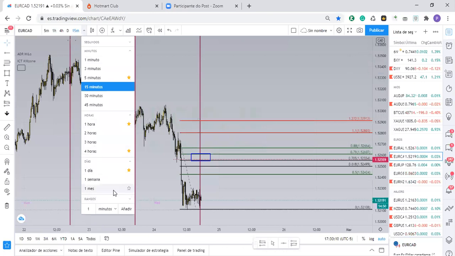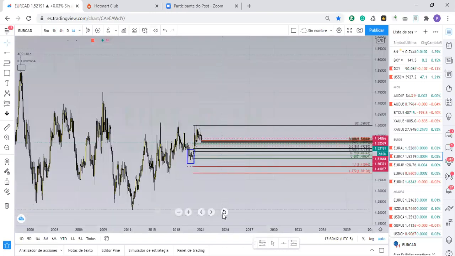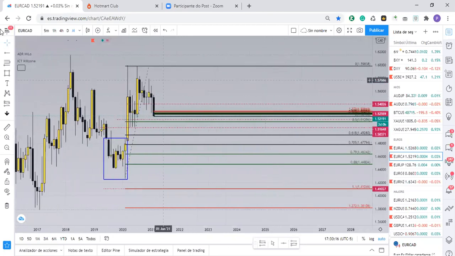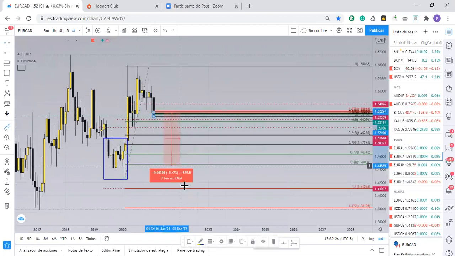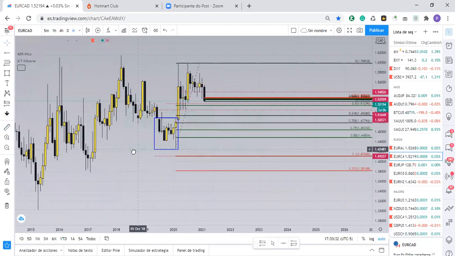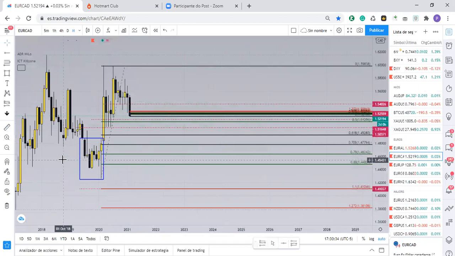Let's see monthly. I won't even see my entry on a monthly time base, but it's going to be something like 250 pips down before the retracement and before going into the 1,000 pips. Why? Because this is your initial consolidation. Okay.